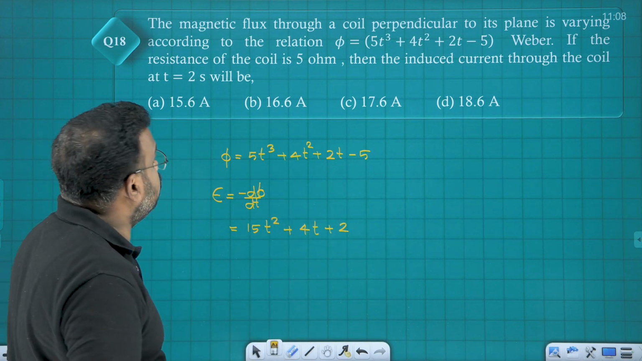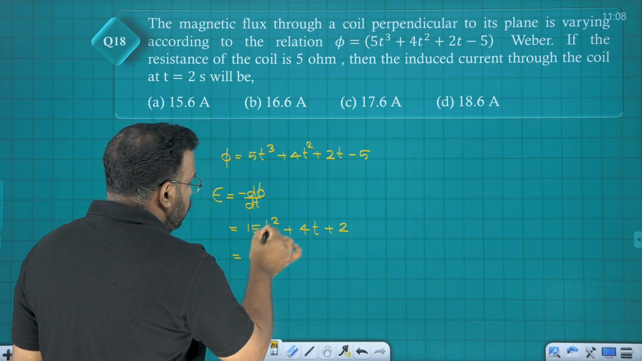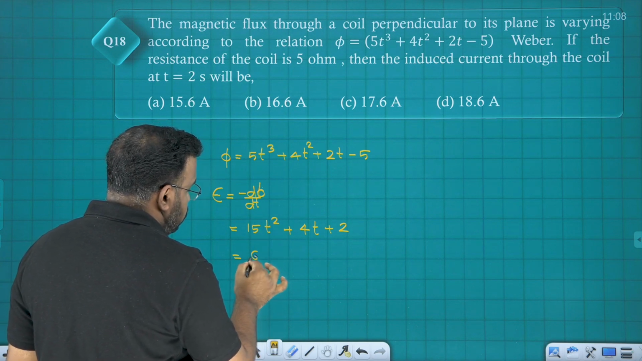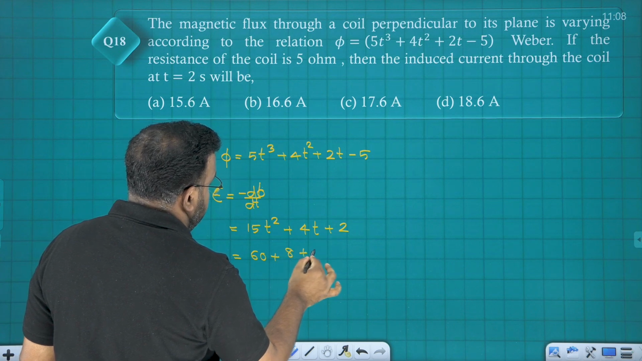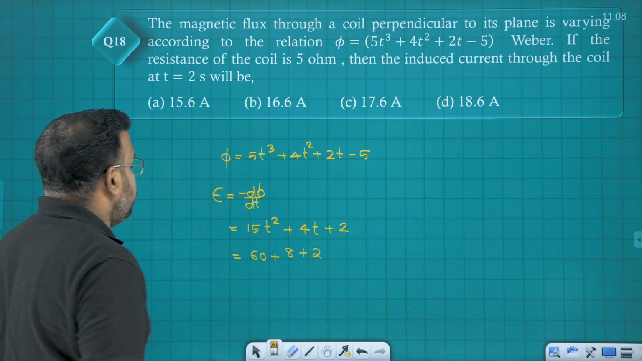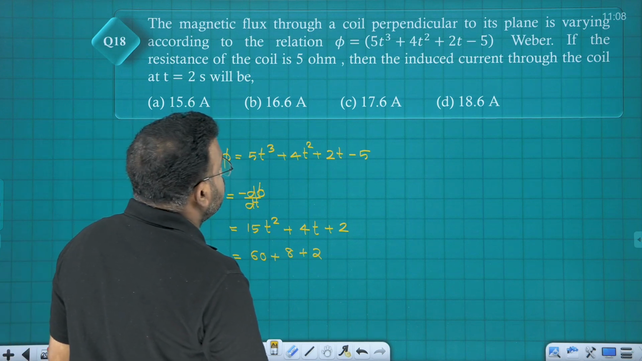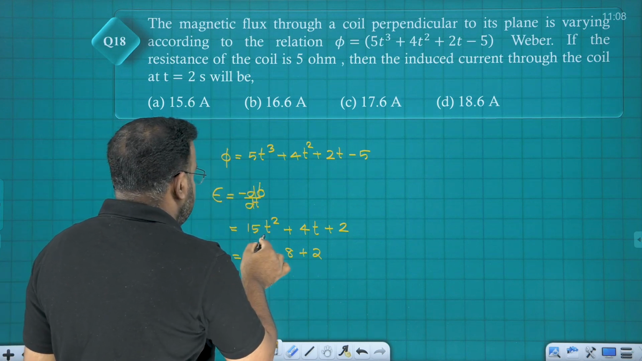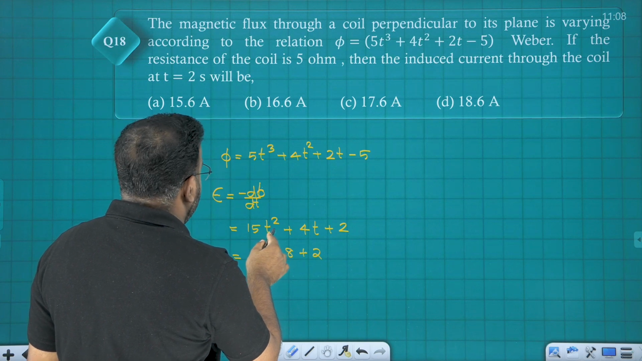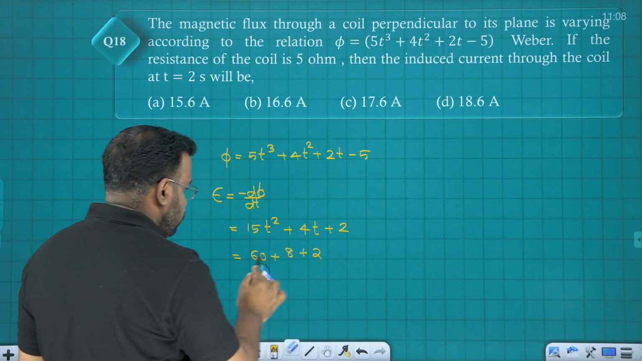This is induced EMF. Now what is the time? Time is 2 seconds. So if you are substituting 2 seconds, 2 square is 4, 4 into 15 will be 60 plus 4 into 2, 8 plus 2. Okay, so this will become 70. Correct? Is there anything wrong here? T square is 4, 4 into 15, 60 plus, yeah, there is a mistake.